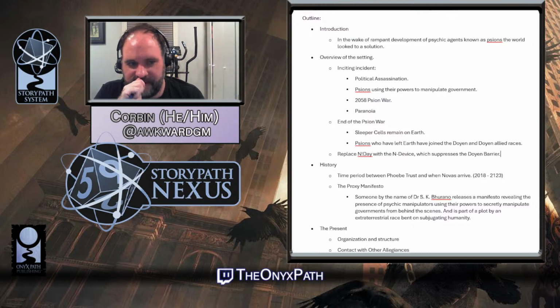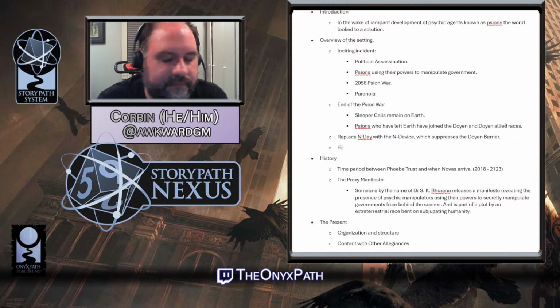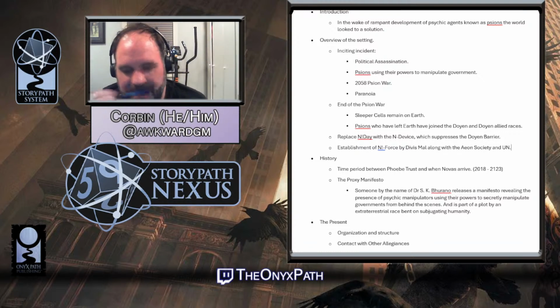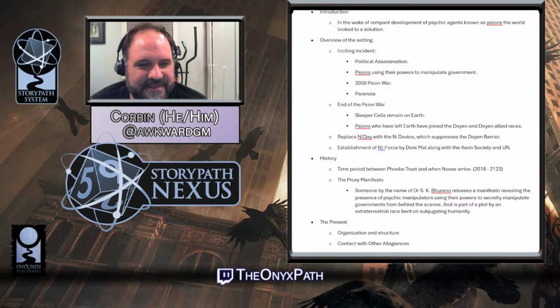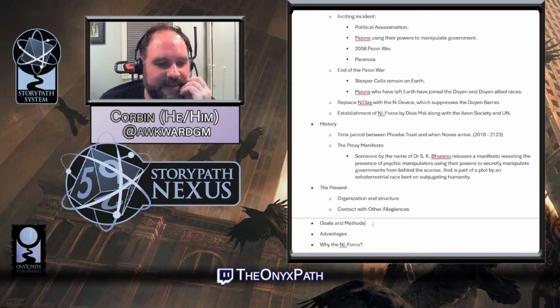So, from there, we have the establishment of Enforce. And let's say, along with the Aeon Society, give it a couple of legs under its feet so that it was created as part of the Aeon Society, but then it was given to the UN to control. We can have the United Continents or something, maybe. In any case, Enforce is created. Their goals and methods are simple.